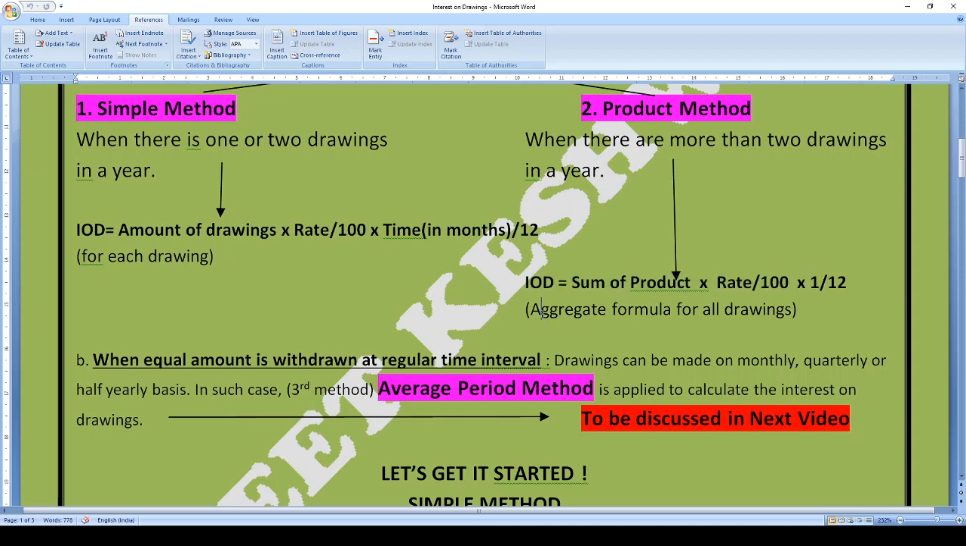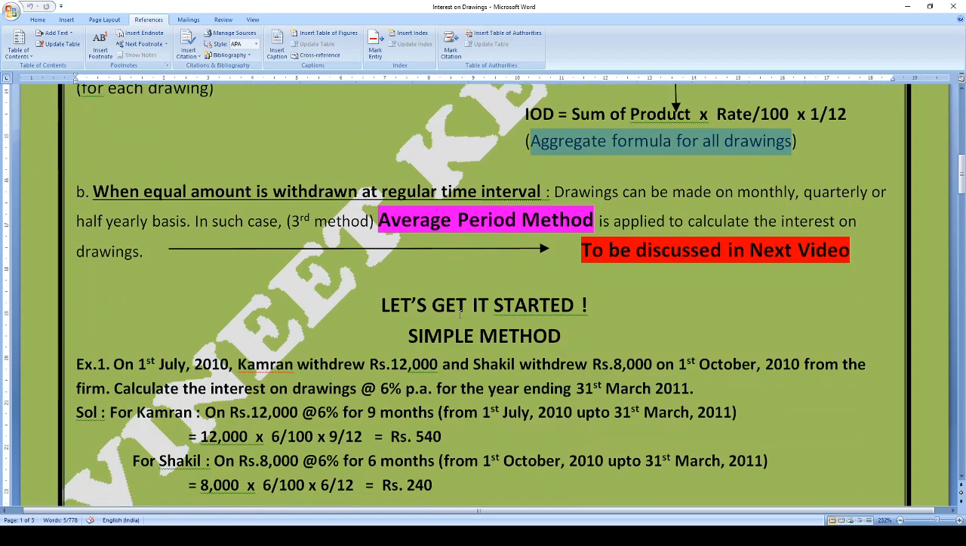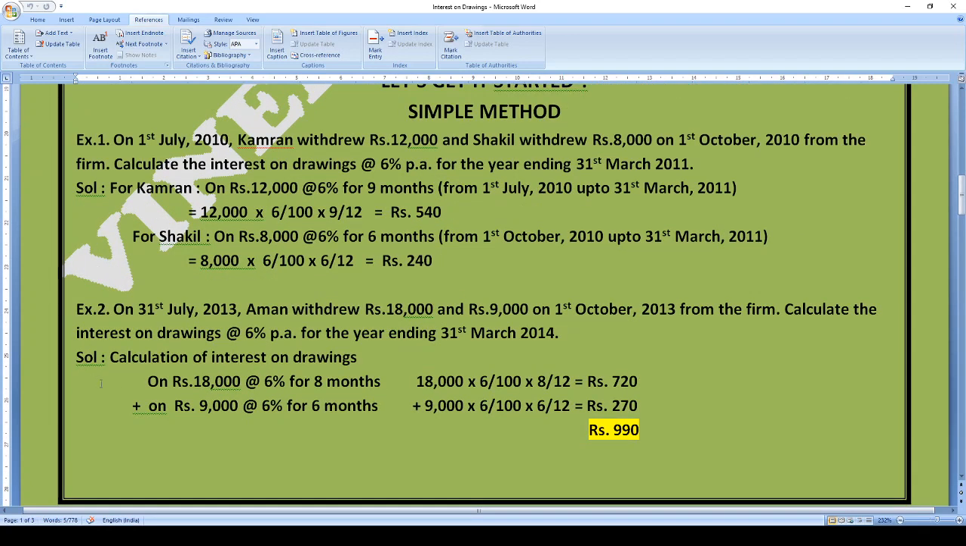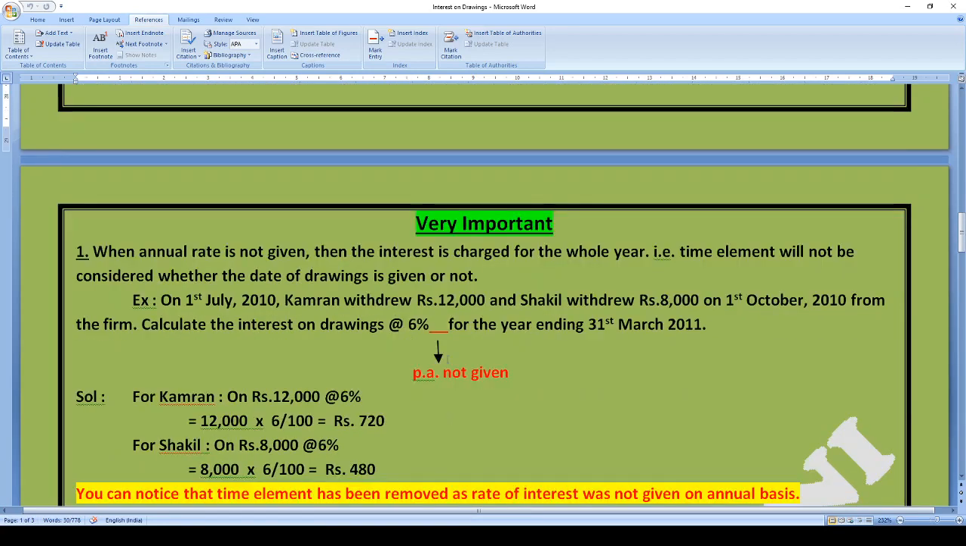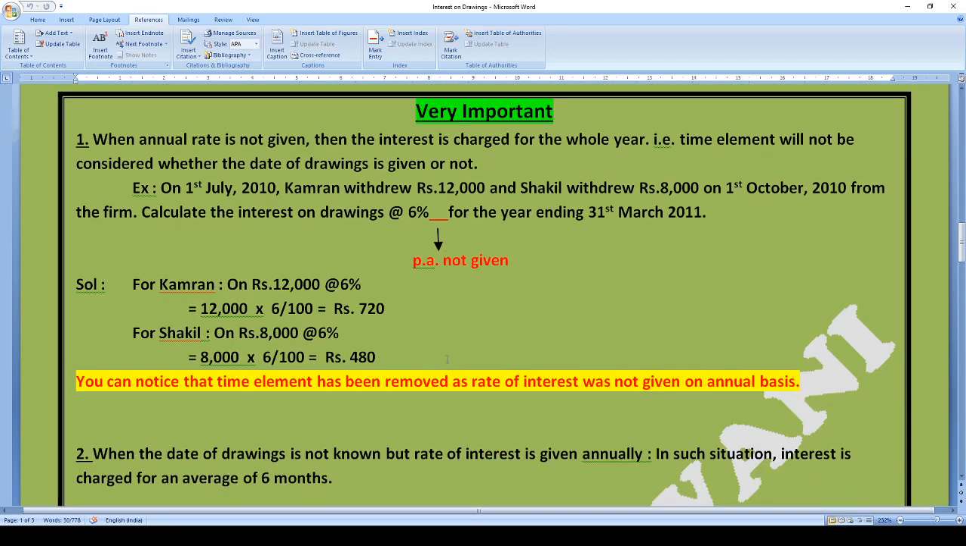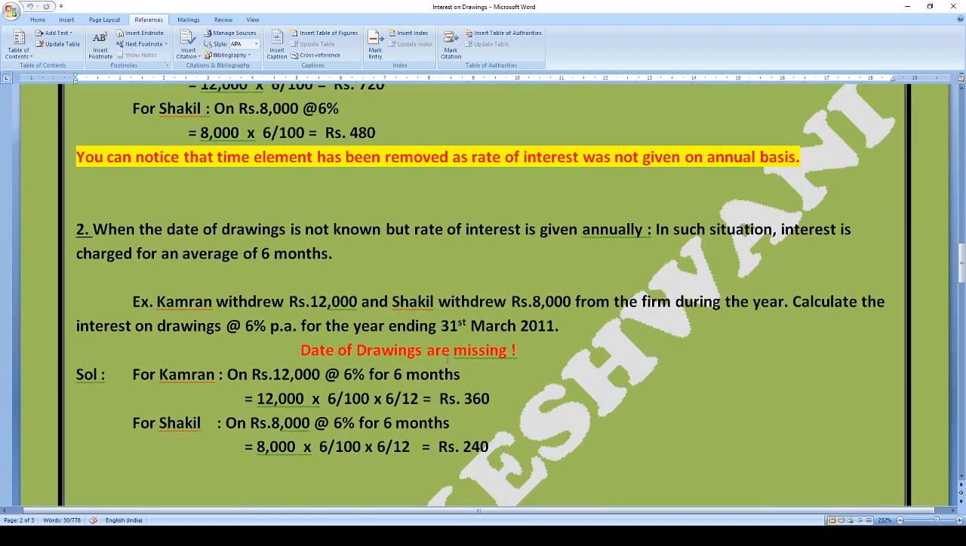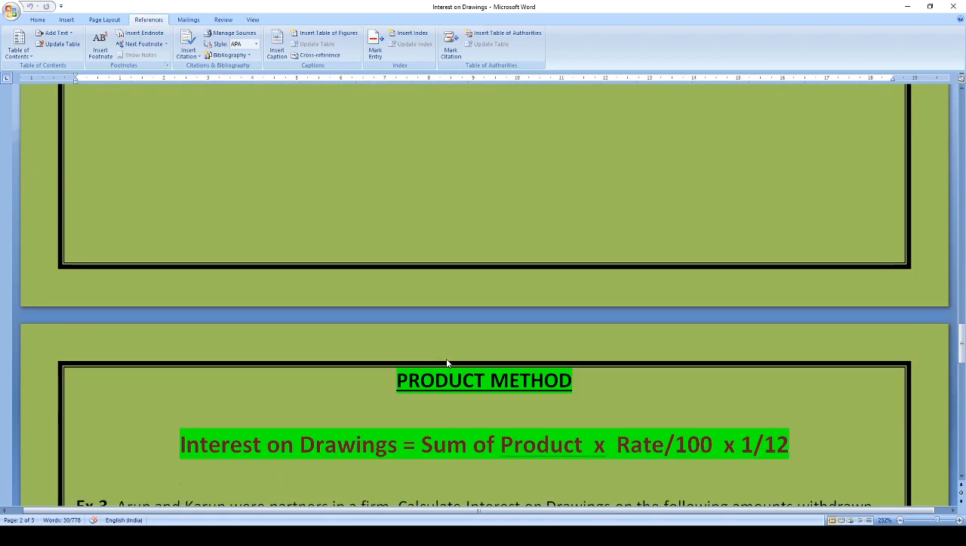Now this is the aggregate formula for all drawings, right? You are not required to make individual calculations. Here you had made individual calculation for each amount of drawing, but in this product method, you are not further required to calculate individual amounts. You will get an aggregate amount of interest on drawing together.